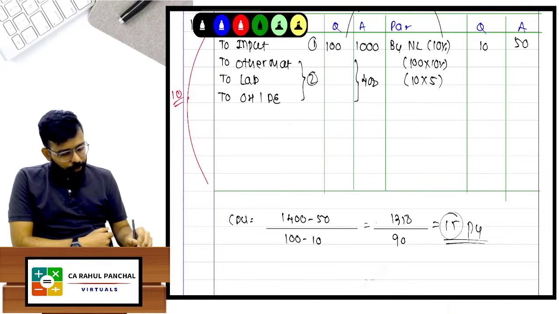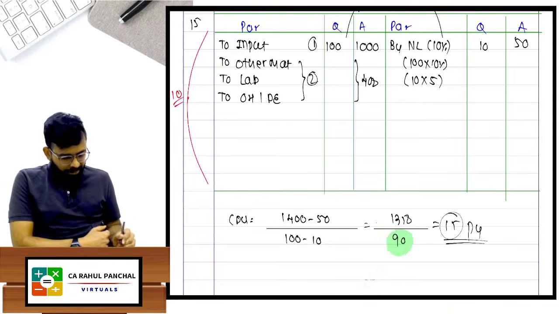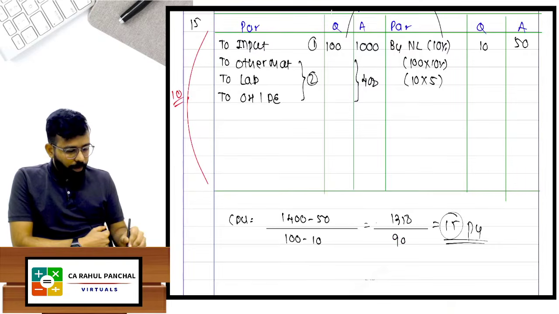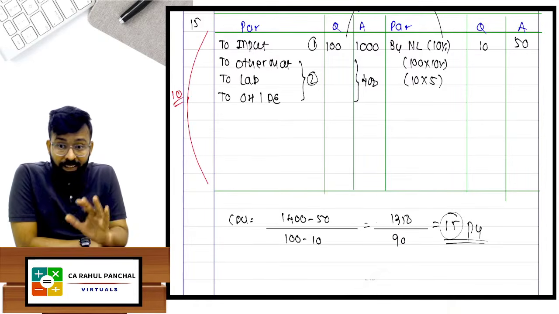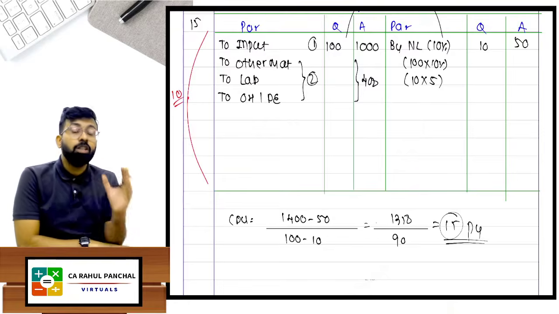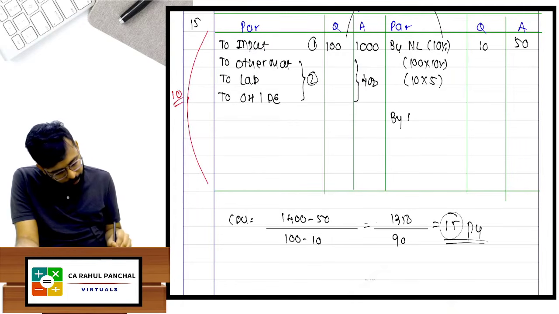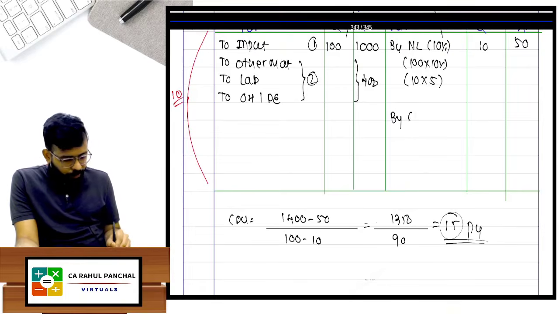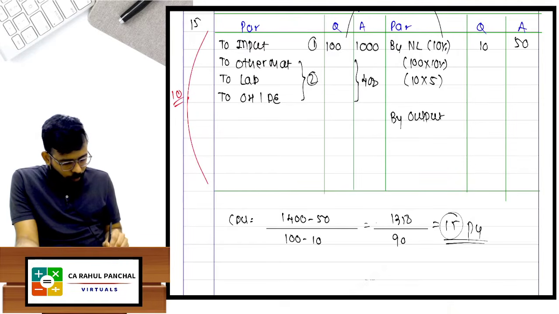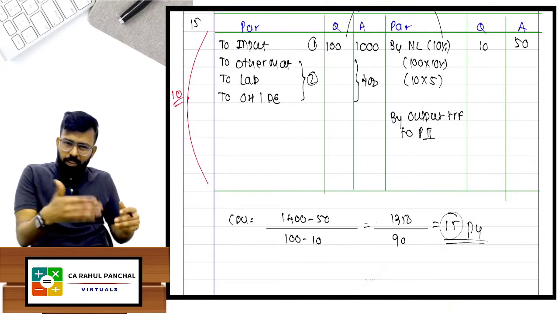अच्छा, I was expecting to produce kitna 90. Now your actual production can be more than 90 or it can be less than 90. Try to understand your actual production can be more than 90 or less than 90. So you will write by output transferred to next process. You will write by output transferred to process 2. X है तो Y होएगा, whatever.